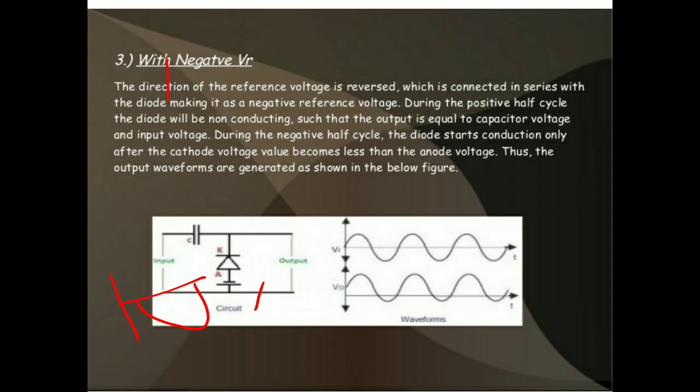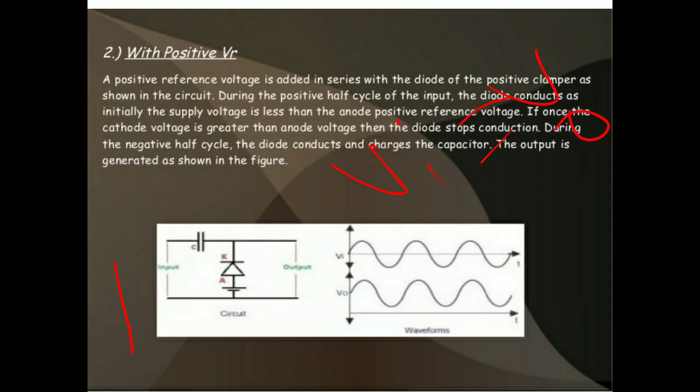First we have to consider the positive half cycle. During the positive half cycle, we also add the reference voltage. The positive terminal is connected to the anode and the negative to the ground. The capacitor charges and the diode is in reverse bias condition, so it does not conduct, and the entire input is passed to the output.